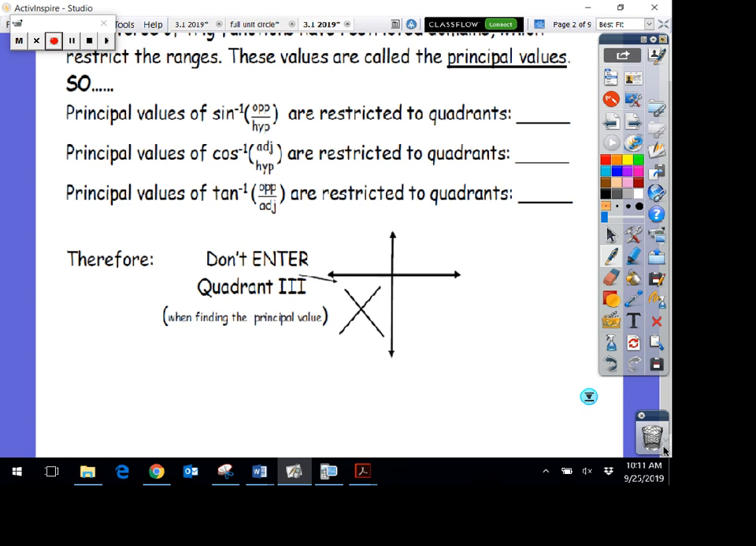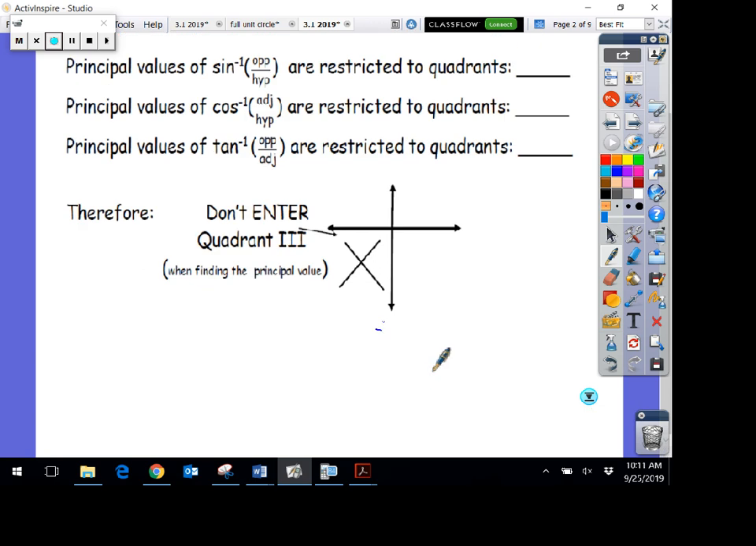All right, so principal values of inverse sine. So going back to Unit 2, inverse sine went from -π/2 to π/2. We restricted the domain from -π/2 to π/2, which takes us to quadrants 1 and 4. So if we're finding the inverse sine, we can only look in quadrants 1 and 4.